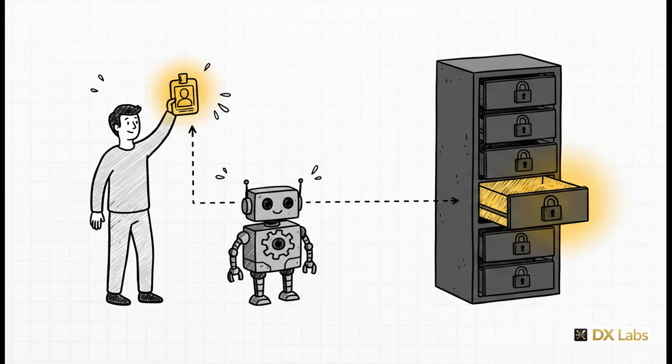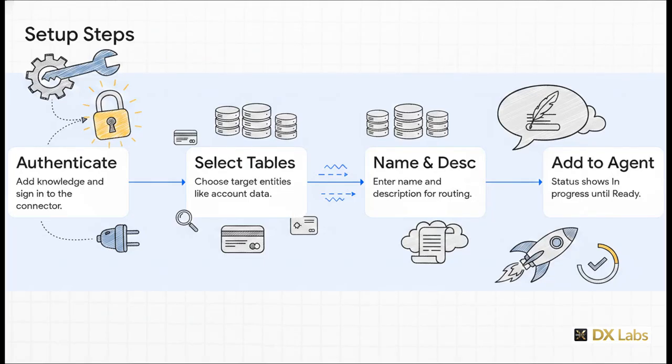Let's shift gears and look at exactly how you configure this inside the platform. Building this out is a really straightforward progression, much like configuring a basic API if you were guiding a junior developer. First, you open up your agent, click Add Knowledge, and authenticate to your chosen real-time connector. Second, you select the specific tables you want to use, like account data from a core banking system. Third, you enter a name and description. Finally, you just select Add to Agent.